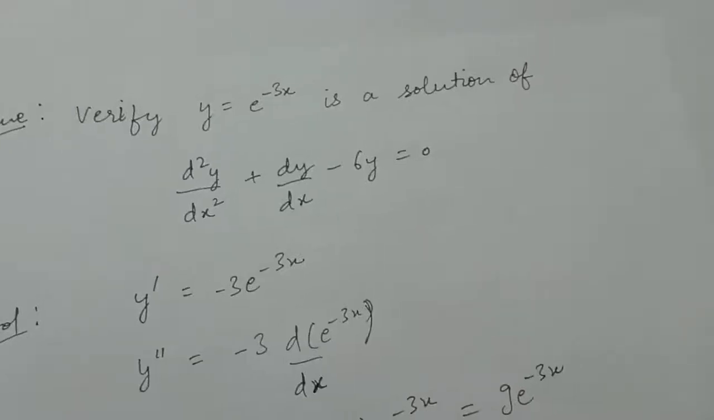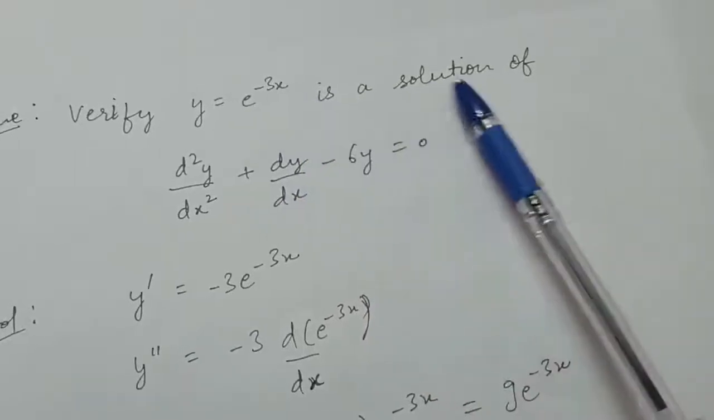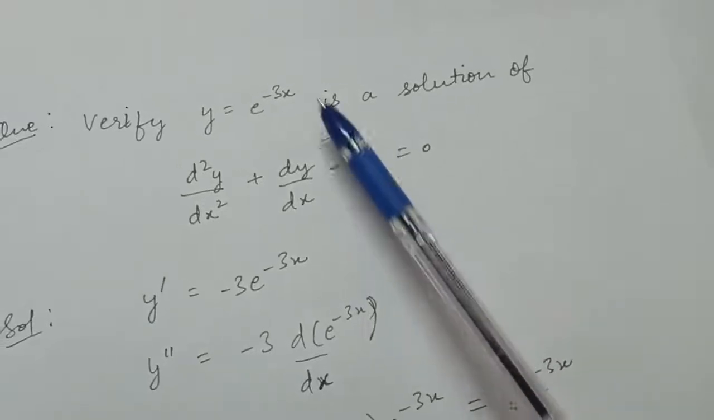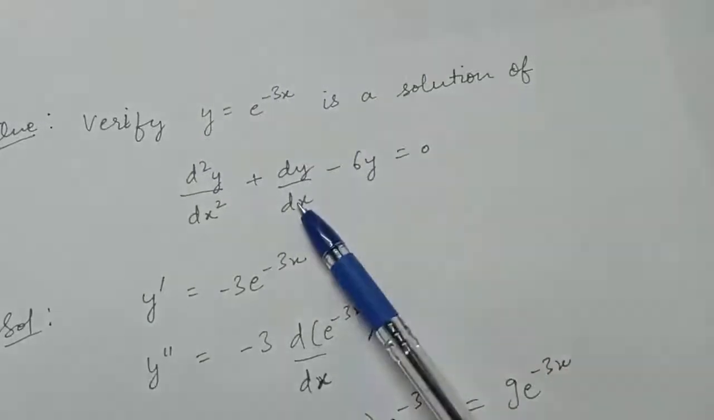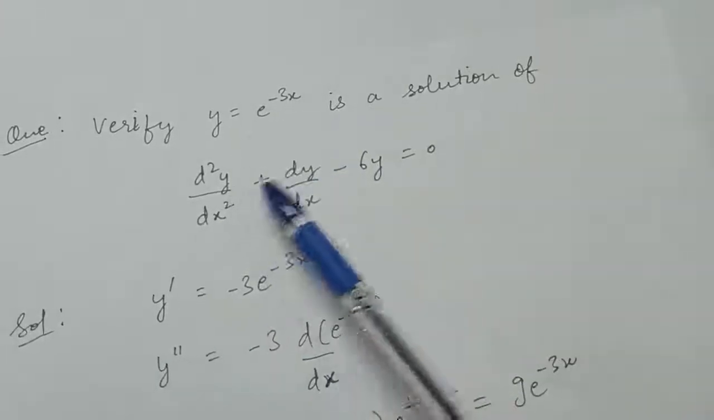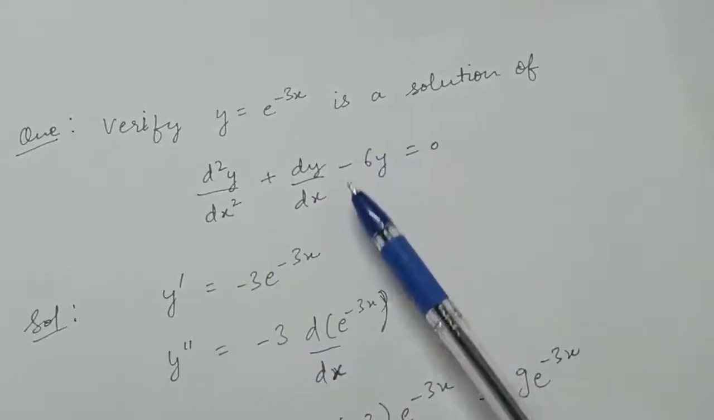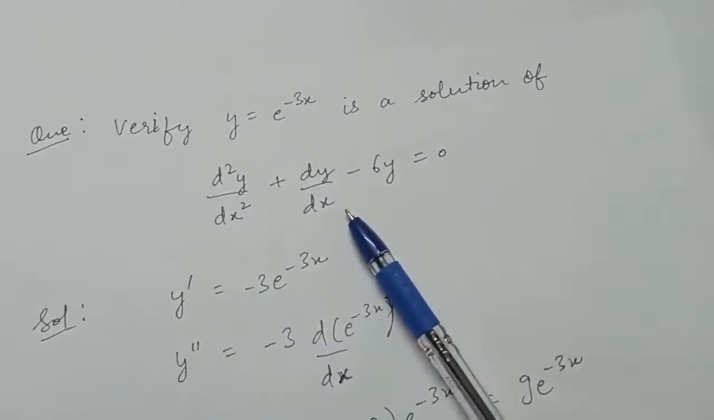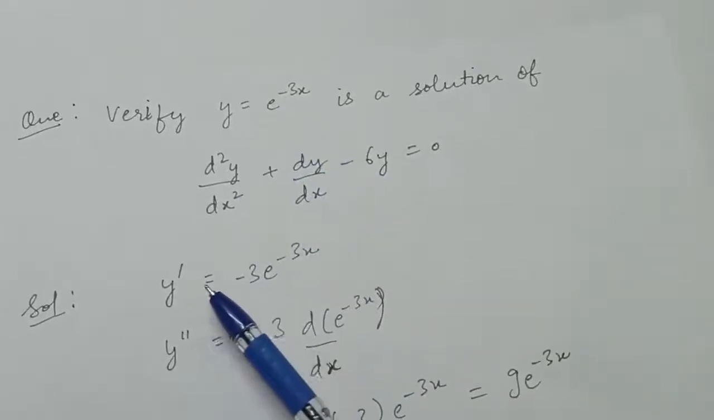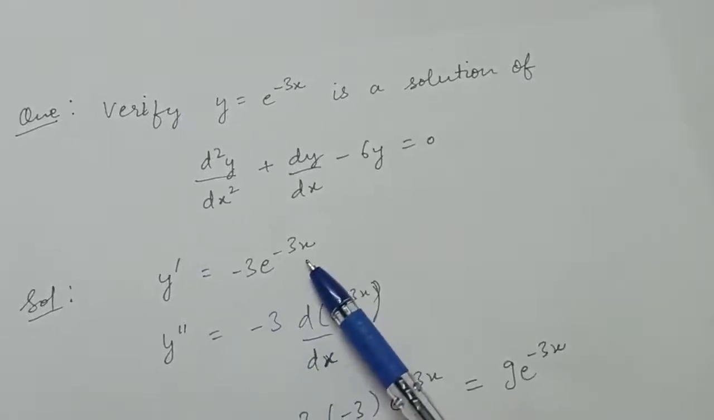Now the next question is, verify y is equal to e raised to the power minus 3x is a solution of this differential equation. So to check if this is a solution of this differential equation or not, find these values and then put them in the equation. If it satisfies, then it is a solution, otherwise it is not. So first of all, find the first derivative of y. It will be minus 3 into e raised to the power minus 3x.